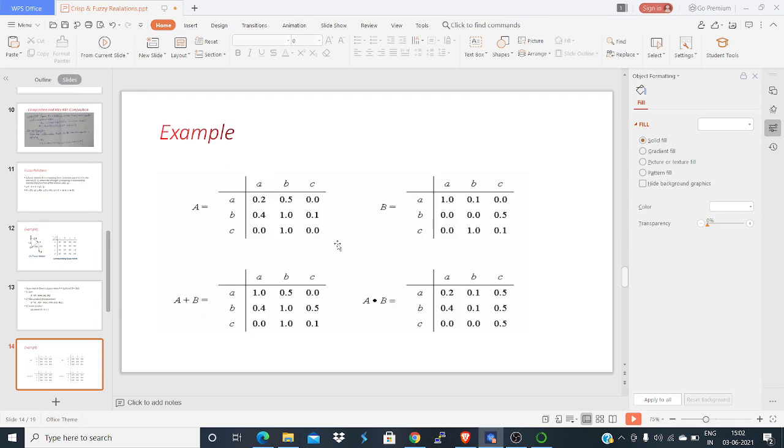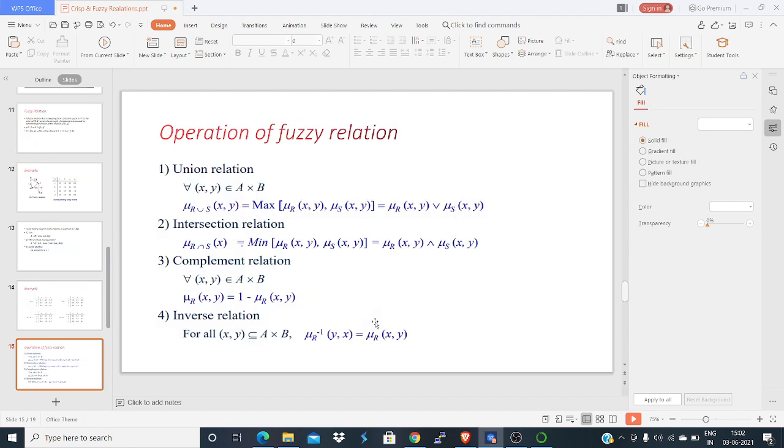Here we are taking A plus B. In this, we'll be checking parallel columns and rows. 0.2, 0.1, which is max, 1.0, so 1.0. 0.5, 0.1, 0.5. 0.0, 0.0, both are same, so 0.0 itself. 0.4, 0.0, 0.4. 0.1, 1.0, so 1.0. 0.1, 0.0, 1.0, 0.1, and so on. Same way for this, we'll be following the rules as said above.